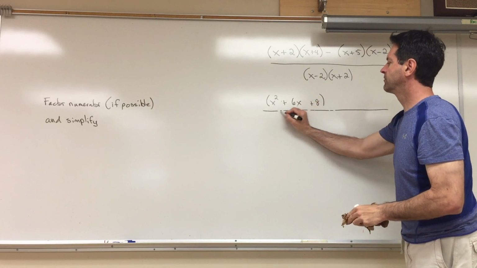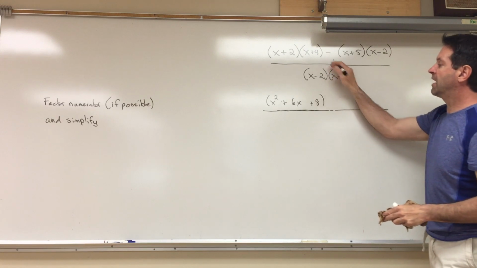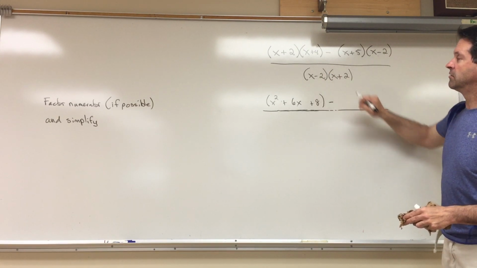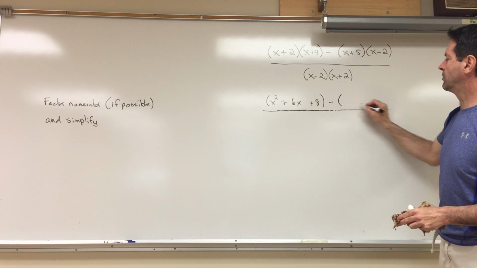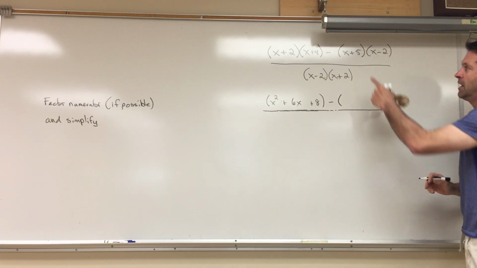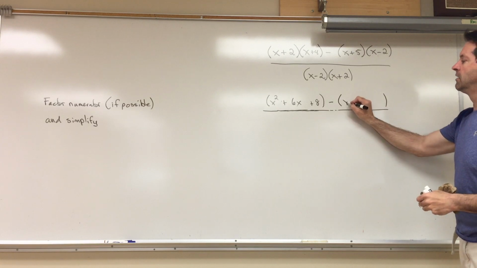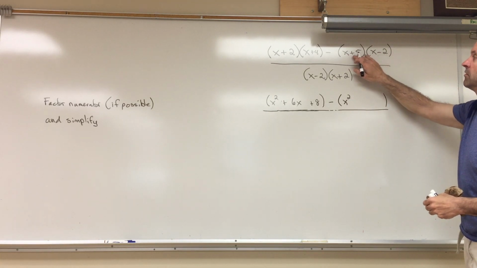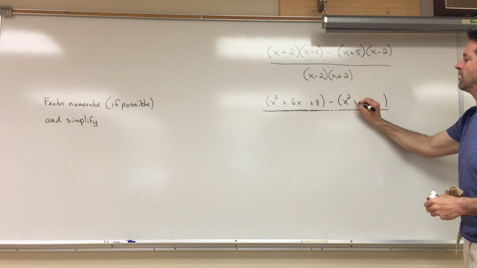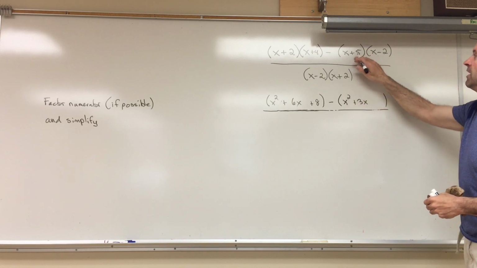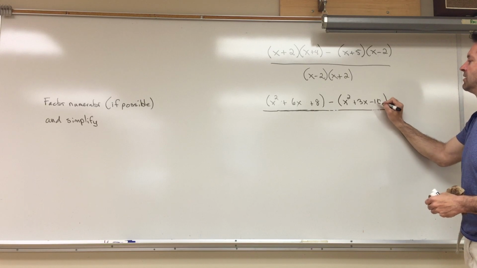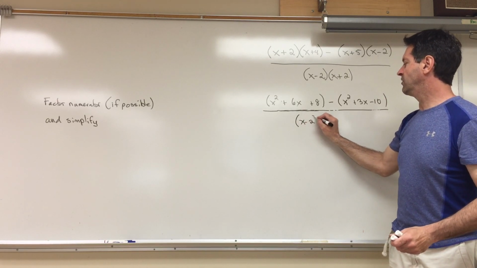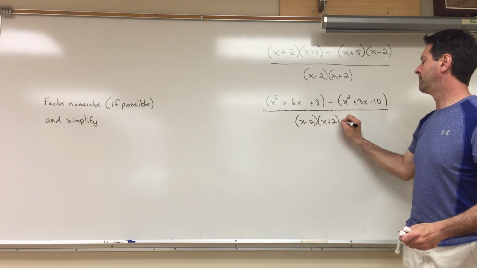Plus 6x. Alright, we've got a subtraction sign, and this is key. A lot of people miss this. Subtraction sign just to the left of a bracket. So we're going to put another bracket here. And we expand x times x, that's x squared. X times negative 2, that's negative 2x, plus 5x, that's positive 3x. And 5 times negative 2, that's negative 10. All over x minus 2 times x plus 2.